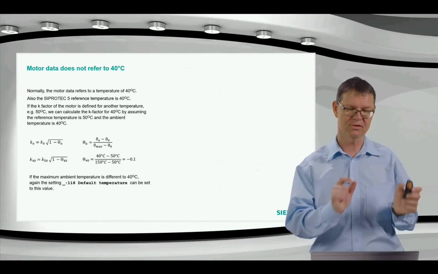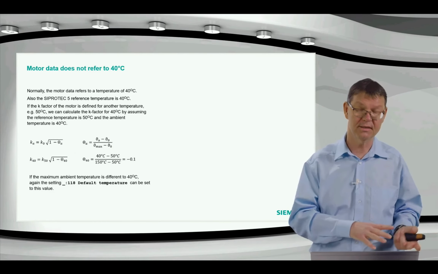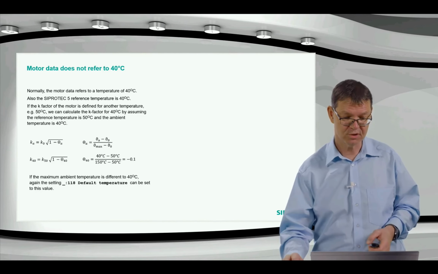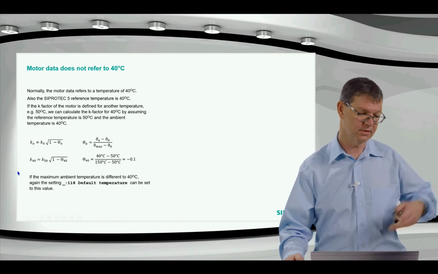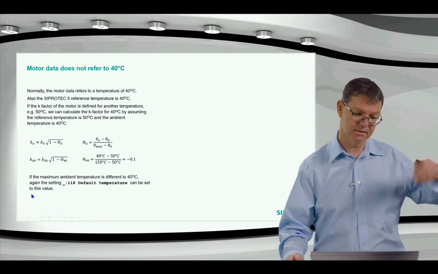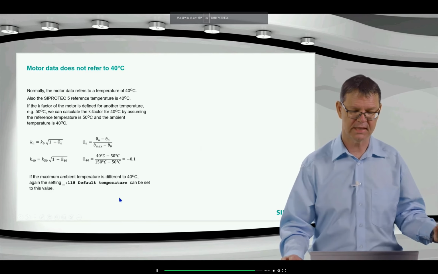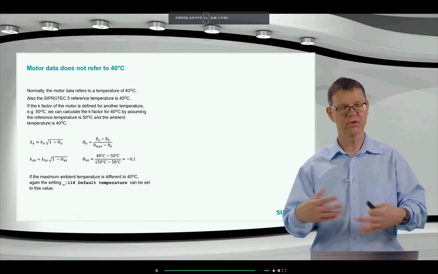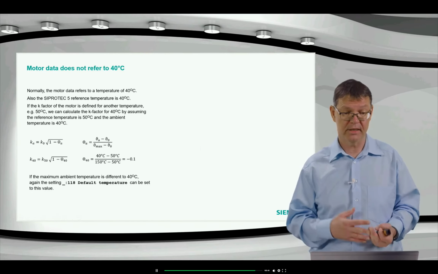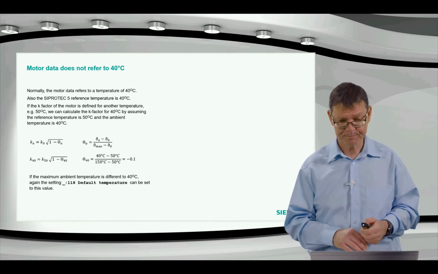You set the K factor for 40 degrees. You need to calculate that. And then you set the ambient temperature accordingly. What is the maximum temperature? Or you set here then the temperature sensor, include that. And then the relay will make dynamically the calculations, what is allowed or not allowed.